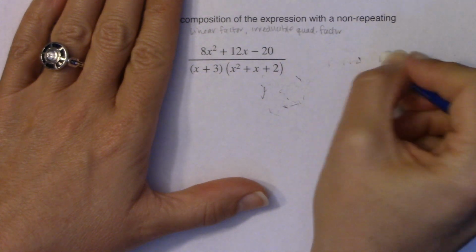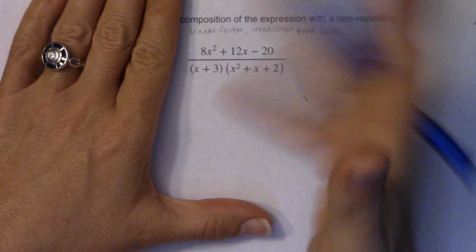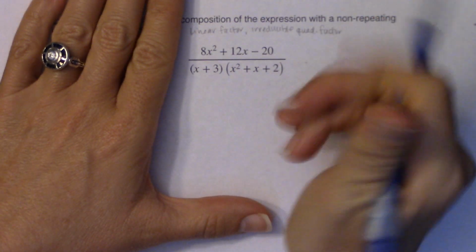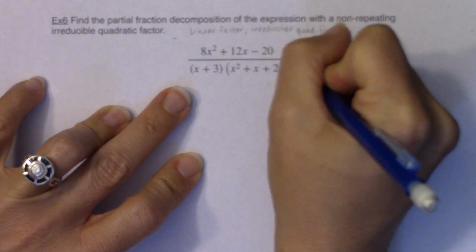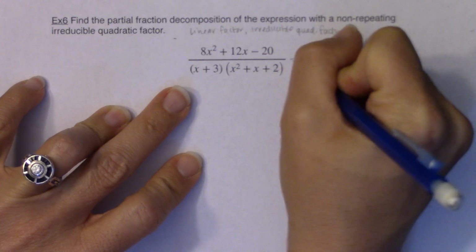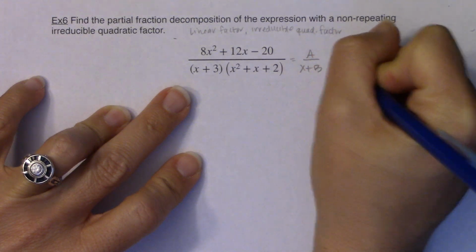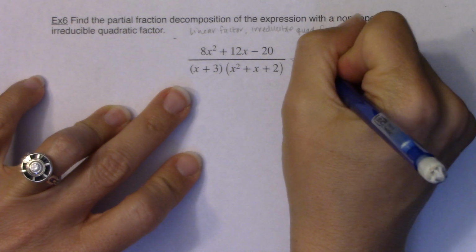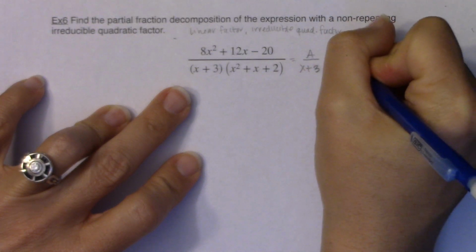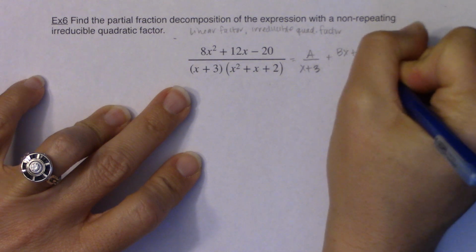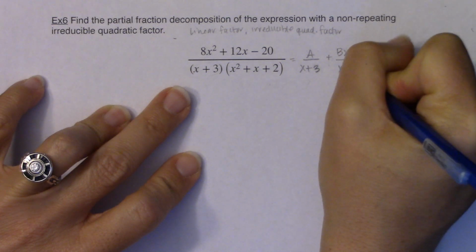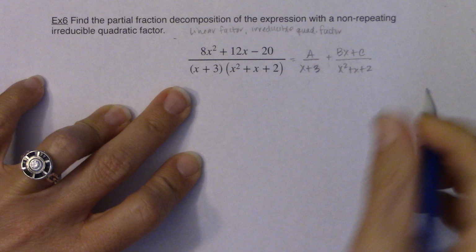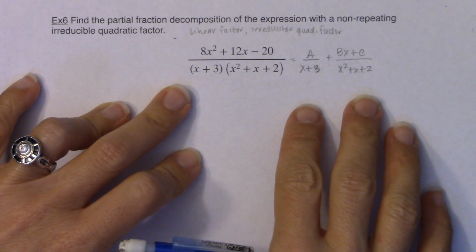In terms of my fractions, let me go ahead and erase. I'm going to do a constant over my linear factor. Oops, that should say x plus 3. And then a linear numerator over my irreducible quadratic factor. All right, so there's the equation I'm setting up.